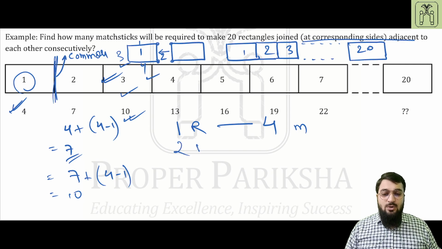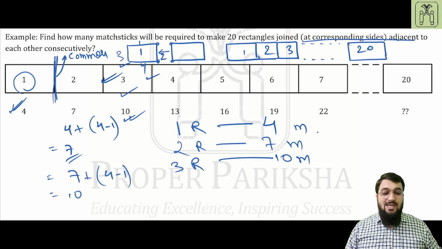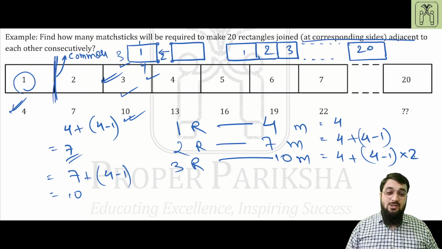But when we make two rectangles, we get 7 matchsticks, and when we make 3 rectangles, we get 10 matchsticks. So we can write 4, 7 and 10 in the following manner. For example, I will write over here 4. I will write over here 4 plus 4 minus 1. I will write over here 4 plus (4 minus 1) into 2, because 4 minus 1 is 3, 3 twos are 6, plus 4 is equal to 10. So we understand we have this type of pattern.